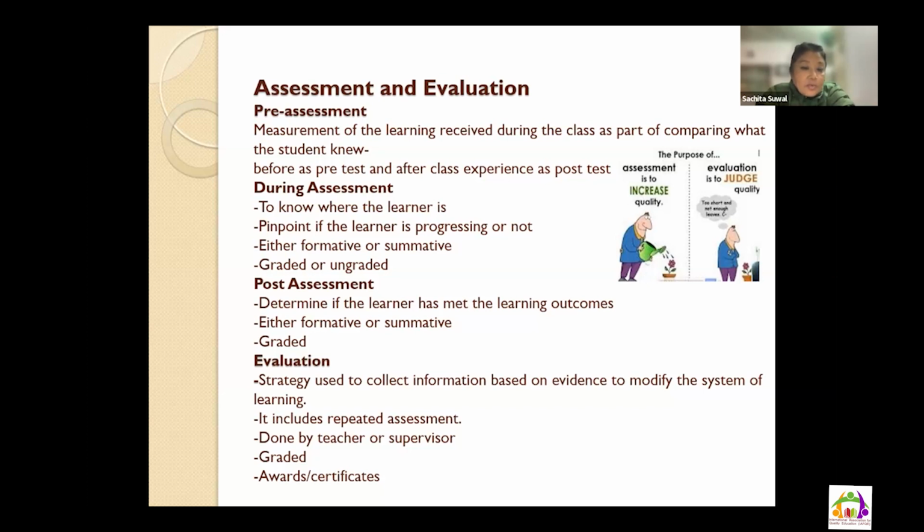Just like pre-assessment, you can have post-assessment, where you determine if the learner has met the learning outcomes. If you have set your objectives and are trying to see the outcomes of the learners, then you need to check on that. This can also be done through formative and summative, and graded. Evaluation is the strategy that you use to collect information and then modify the system of learning. It means how do you evaluate yourself? You can also have self-evaluation, or how do you evaluate your students? It includes repeated assessment, and it can be done by the teacher or supervisor, and it is graded. And of course, evaluation includes awards and certificates. So this is just a process of doing it.